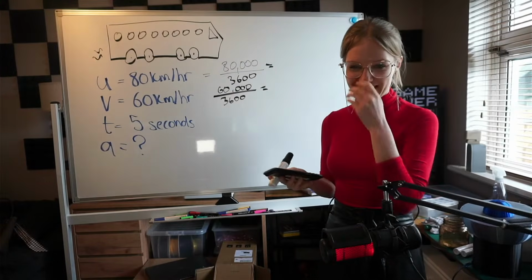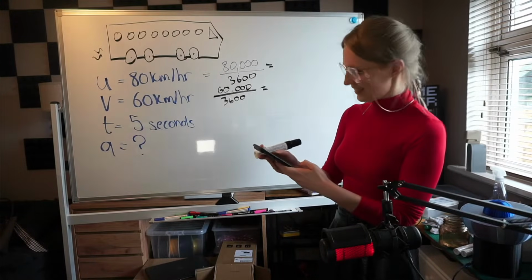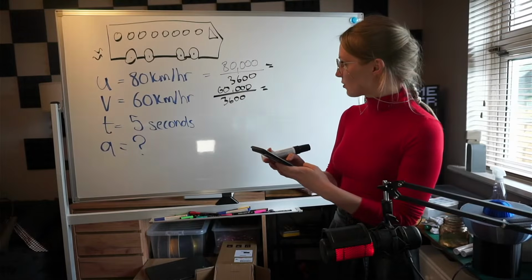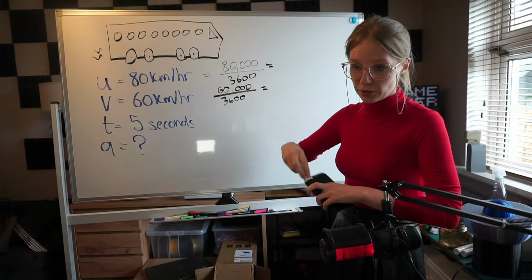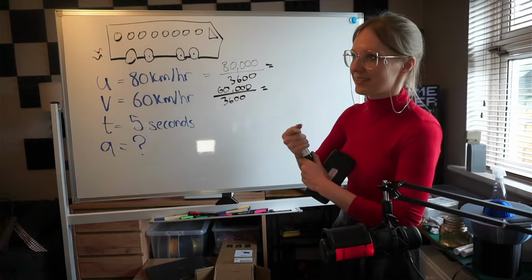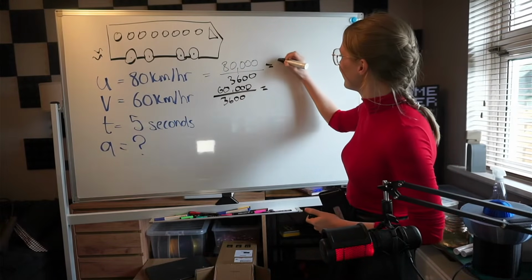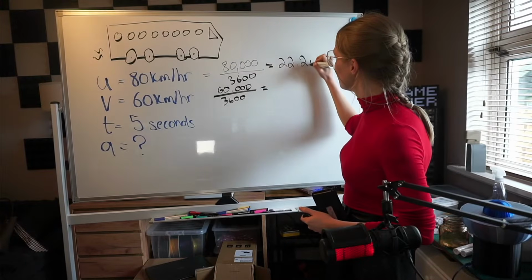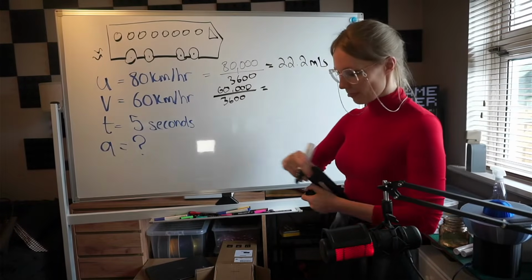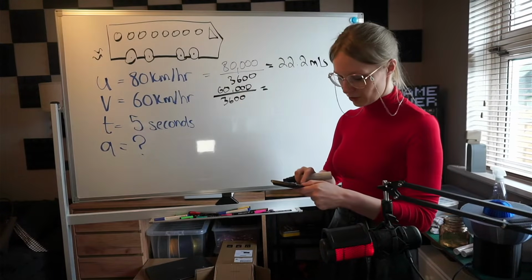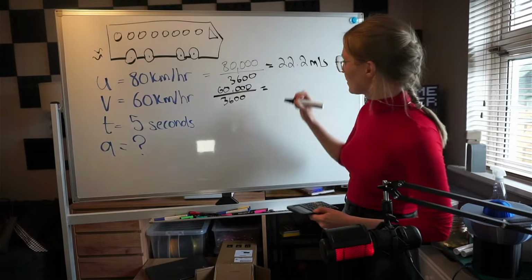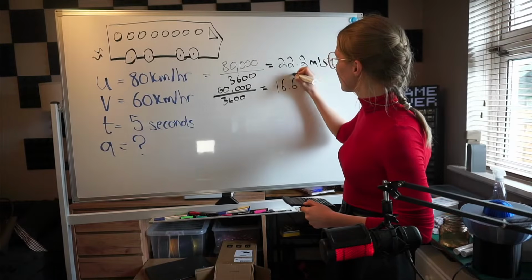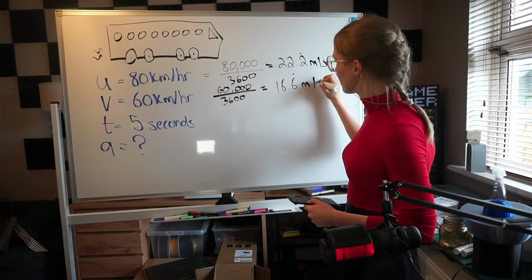Welcome from Algeria. So 80,000 or 800 divided by 36 is equal to 22.2. I don't know why I don't remember this. This is such a classical question. 22.2 meters per second. And 600 divided by 36. Is that an even number? No, it's not. It's 16.6 meters per second.